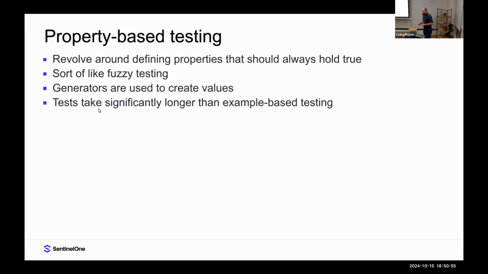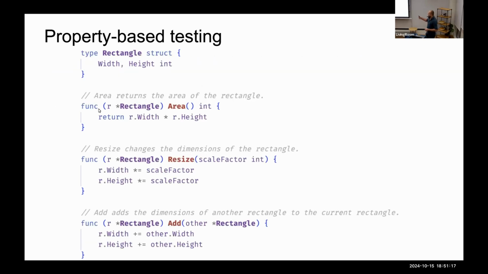The downside of property-based testing is obviously that the tests will run longer, right? They have to execute the same function over and over again for different inputs. So they will take longer, and especially if the function itself takes a long time, it's going to take linearly longer. Okay, so let's have a look.